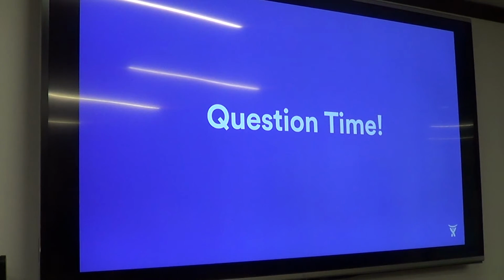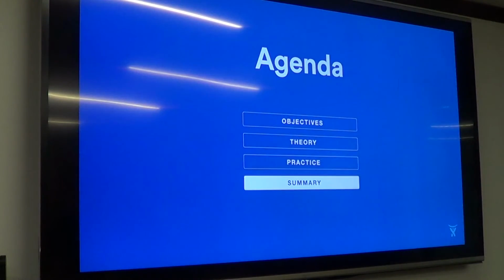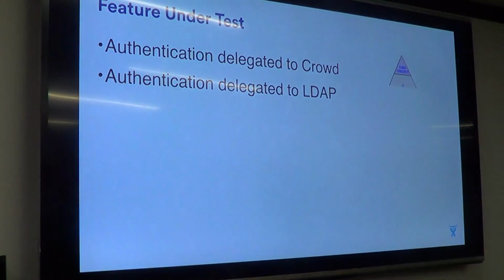Sorry, with the Crowd LDAP example that you just gave at the end, that sounds like a good application of service tests rather than UI tests, because the UI is identical. Yeah, that's true. So again, you could take your service tests and just configure an environment to run them. Yeah, I think that's a good idea. That's what we talked about. It doesn't have to be a UI test.